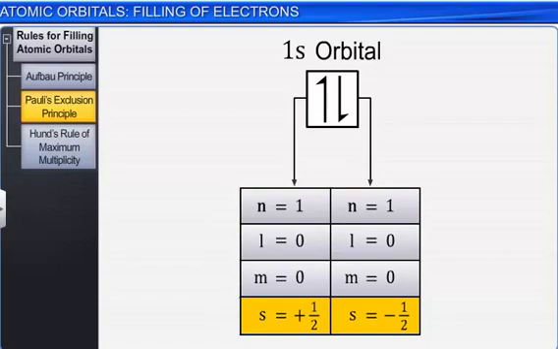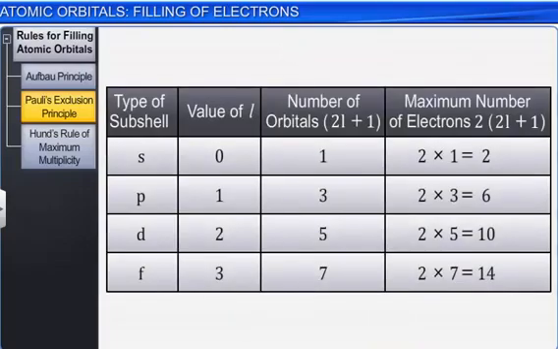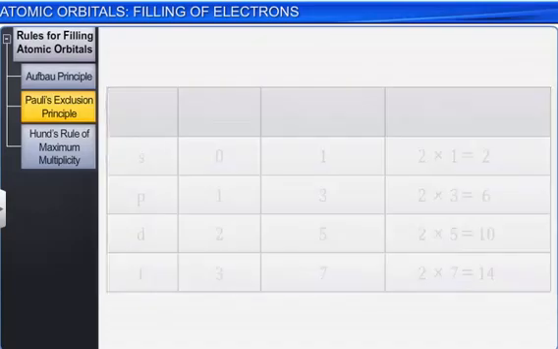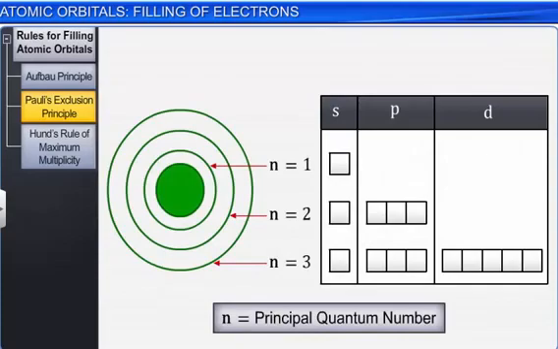Similarly, as p, d and f subshells have 3, 5 and 7 orbitals, they can have the maximum number of electrons equal to 6, 10 and 14 respectively. We know that the total number of subshells that can be present in a shell is equal to the value of n, which is the principal quantum number.